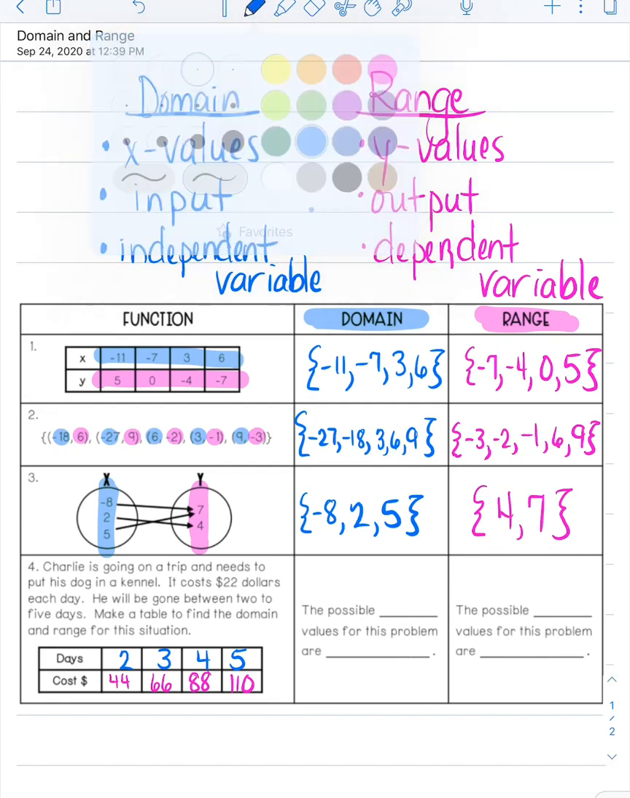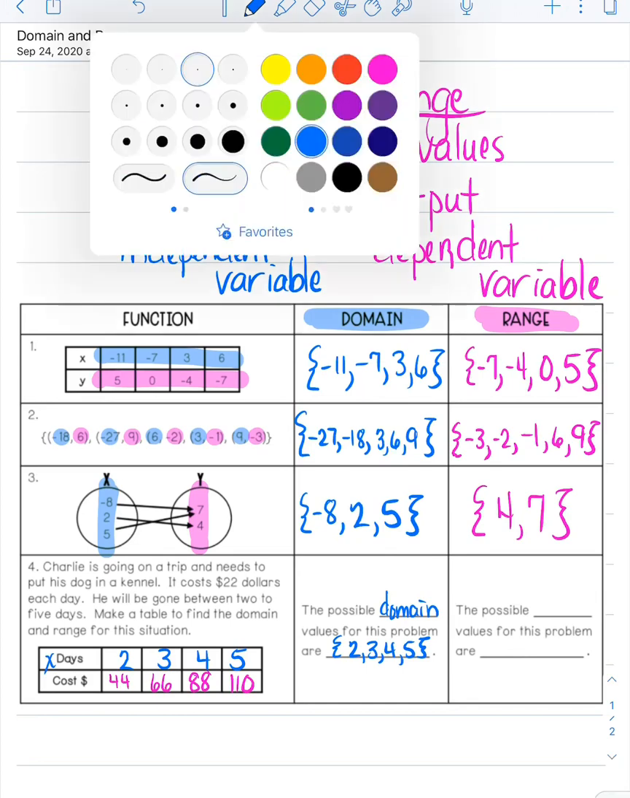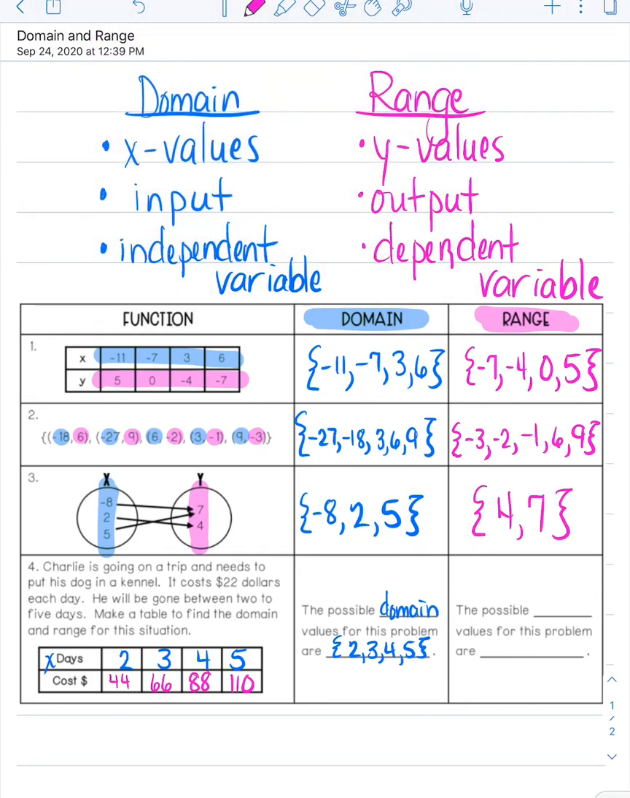So let's look at domain. The possible domain values for this problem are, let's draw our set, 2, 3, 4, 5. So days are my x values or my domain. Now let's take a look at the range. So my range or my output is my cost. So the possible range values for this problem from least to greatest are 44, 66, 88, and 110.